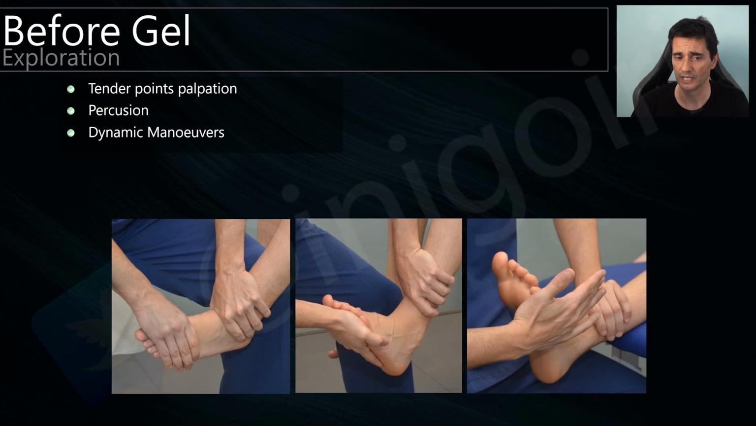Dynamic maneuvers. I check the Chopart and Lisfranc joints. I check the tibiotalar joint here, and I check the peroneal tendons, posterior tibialis and anterior tibialis tendons, and the strength of these muscles. Also, when I check the peroneal tendons, I check that there is no instability of the peroneal tendons.